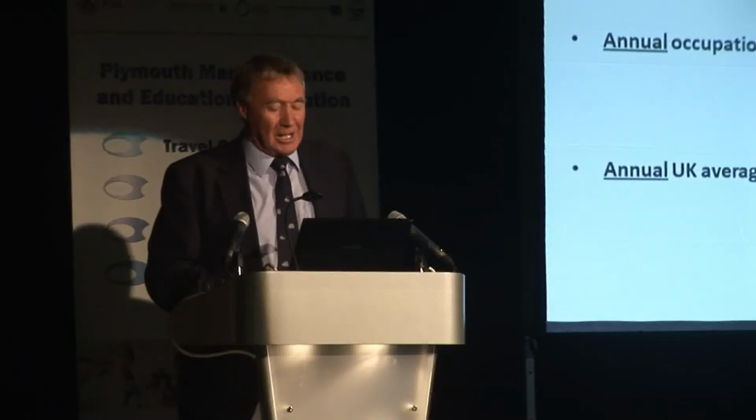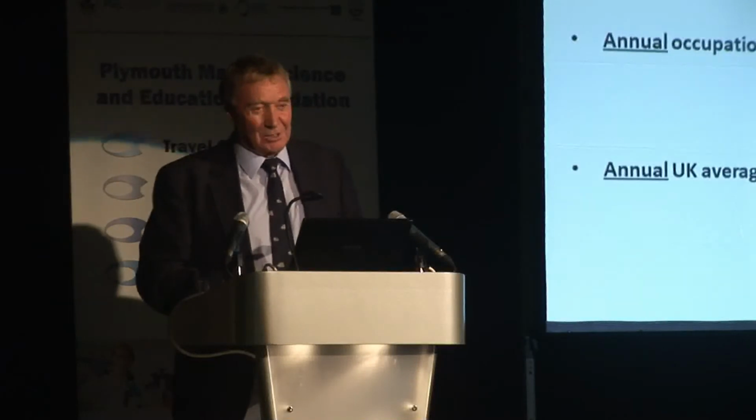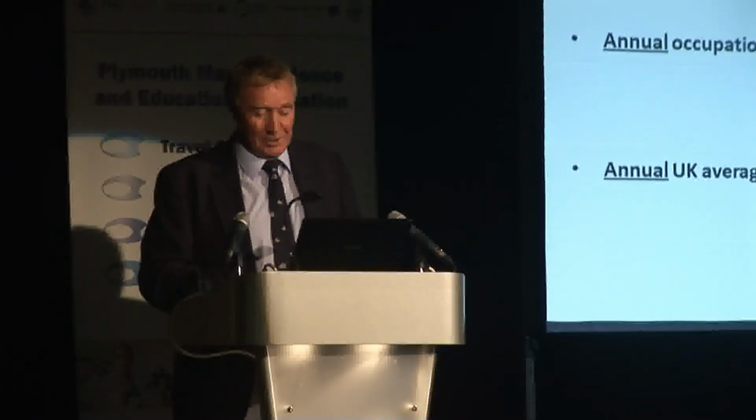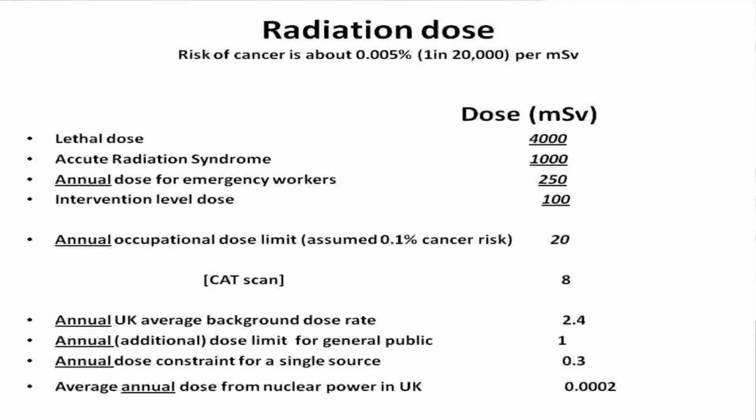If you go to hospital, you get a CAT scan, you get about 8 millisieverts. The average background dose here in the UK is about 2.4, pretty variable. In terms of the deliberate exposure of the public, like the Sellafield and the winkles that I was talking about, the dose limit above the background for the public is 1 millisievert, and that's in total. For any particular plant, say for an individual nuclear power station, it's 0.3, and what people actually get around the UK is a fraction of that number. This is millisieverts, all right?